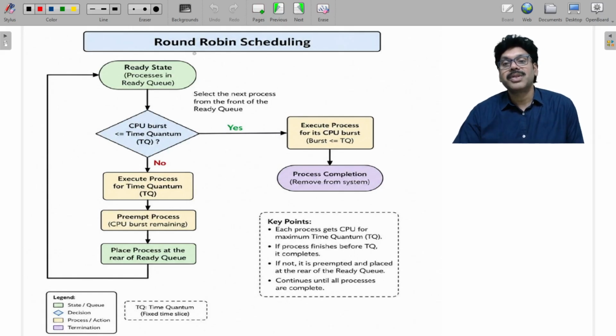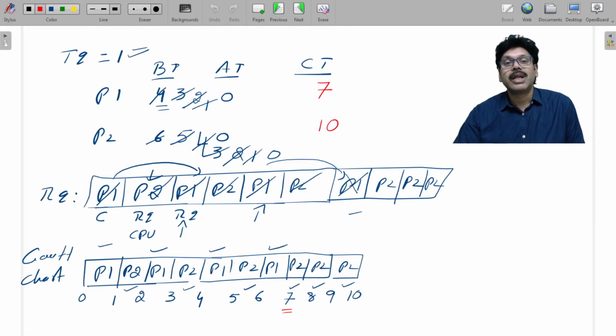So in round robin scheduling, this is the flow chart. All the processes are initially in the ready queue and execute up to the time quanta. If it is completed, make it finish. If it is not completed, keep it in the queue once again. But what is the issue if multiple context switches happen?